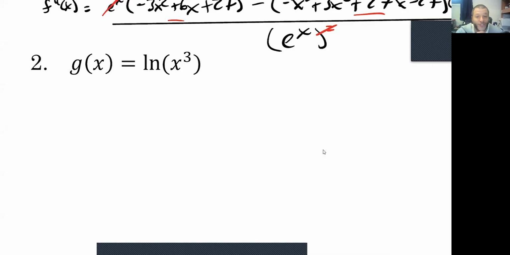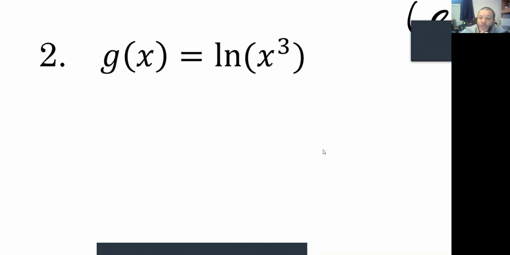All right, so hopefully question two is not nearly as bad or long as the last one. It wasn't that bad. There are a lot of ways you could attack this question. You could actually use rules of logs to rewrite this as 3 times the natural log of x and then take derivatives this way. I don't think a lot of people may realize that at first, so I'm going to do it the way that most people have done it.